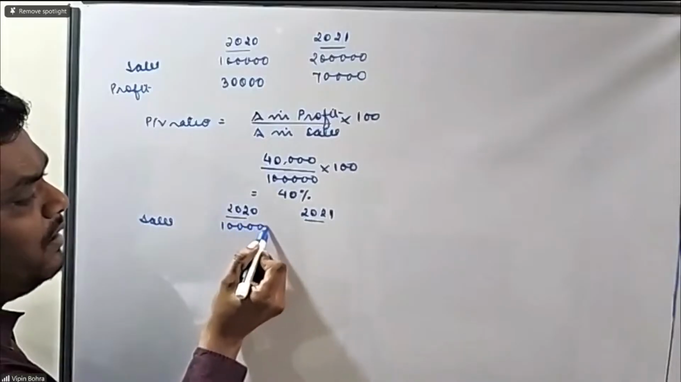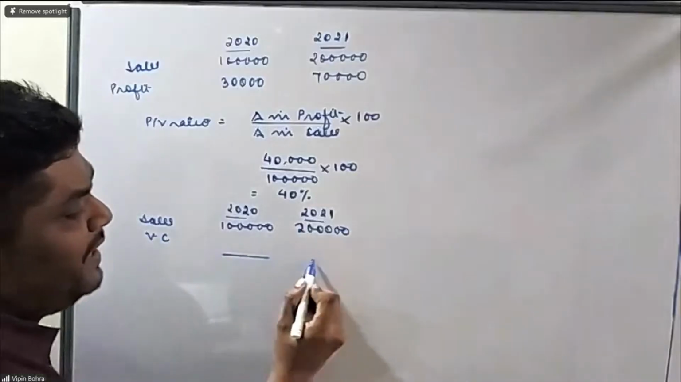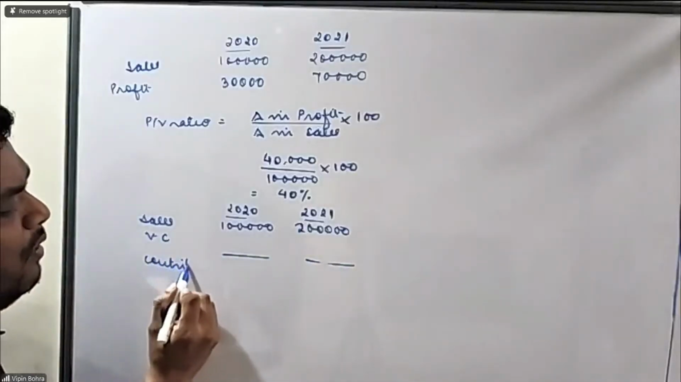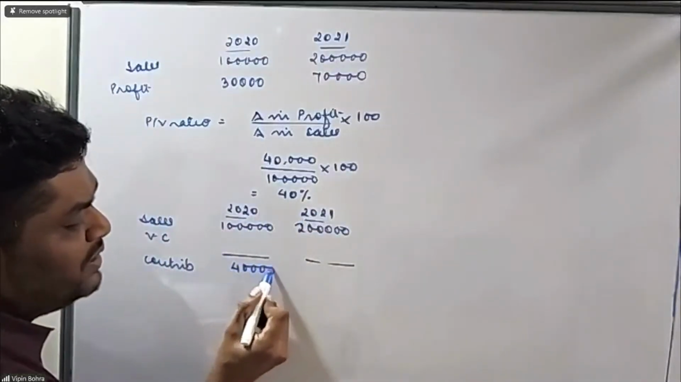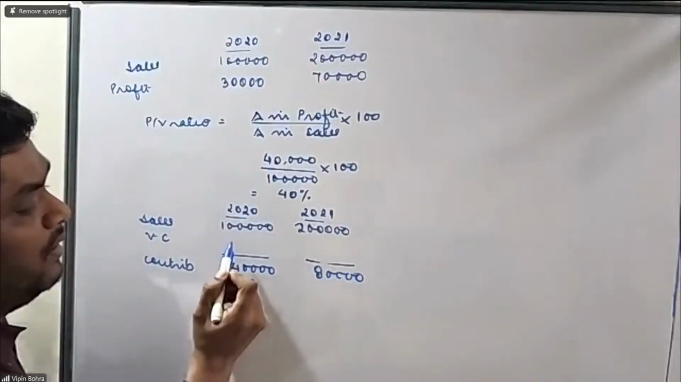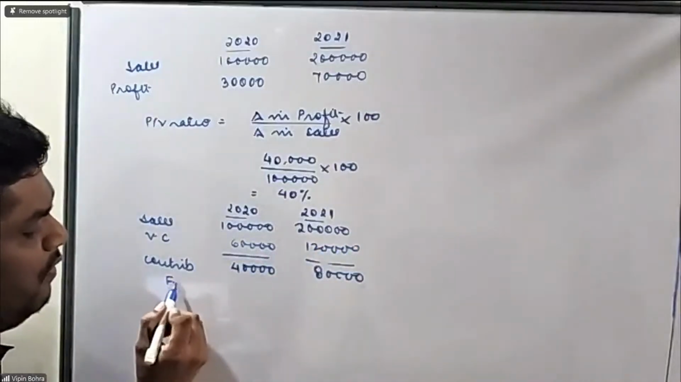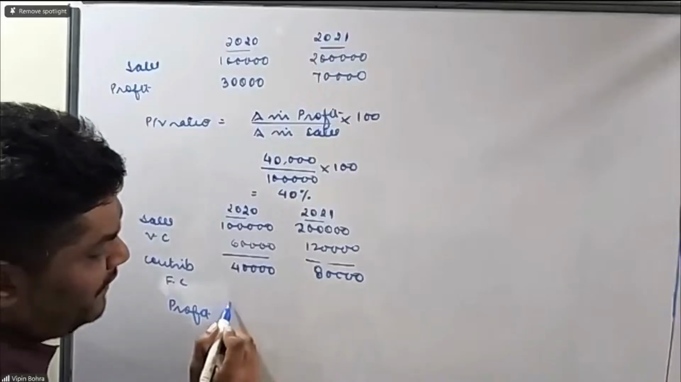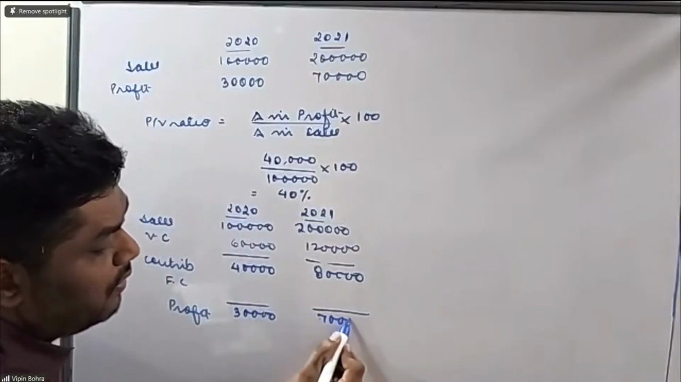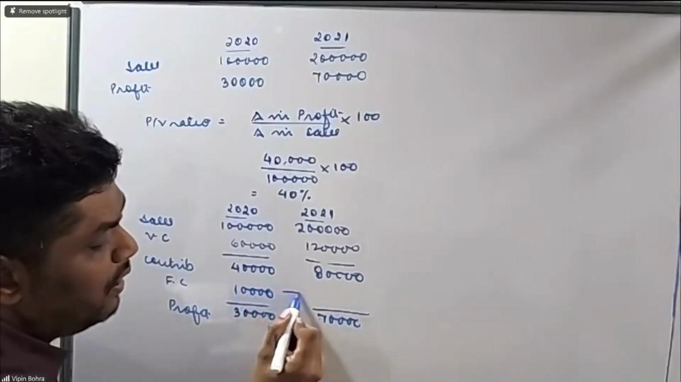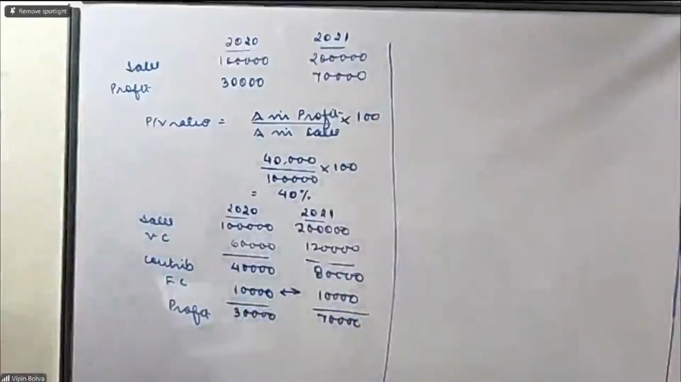Sales is 1 lakh and 2 lakh. My variable cost will be how much? Since my contribution is 40%, so PV ratio is 40%. So this will be 40,000 and 80,000. So this will be 60,000 and 1,20,000. Fixed cost is not given. However, we have the profit figure. Profit is 30,000 and 70,000. So this will be 10,000 and 10,000, as fixed costs remain constant at all the levels of sales.